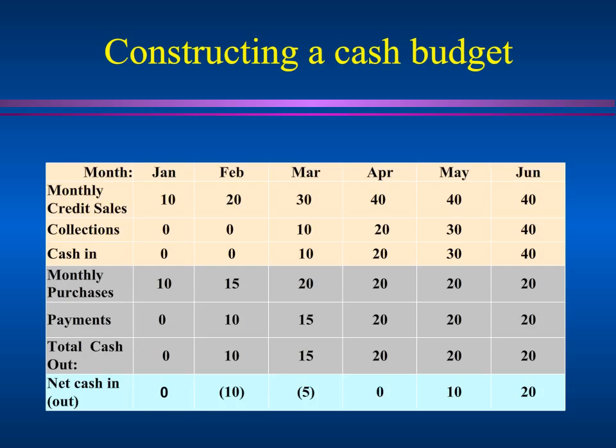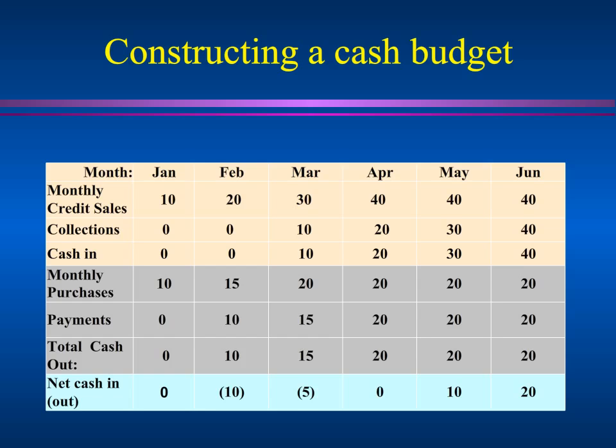Okay, so my total cash out, again in the month of May, is 20, and the difference is 10. I actually get a net of 10. So my cash in is 30, my cash out is 10. Next month in June, things will look a little better because my net cash in is 20.